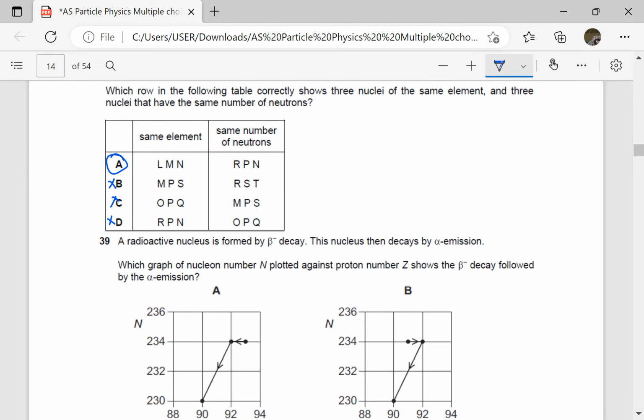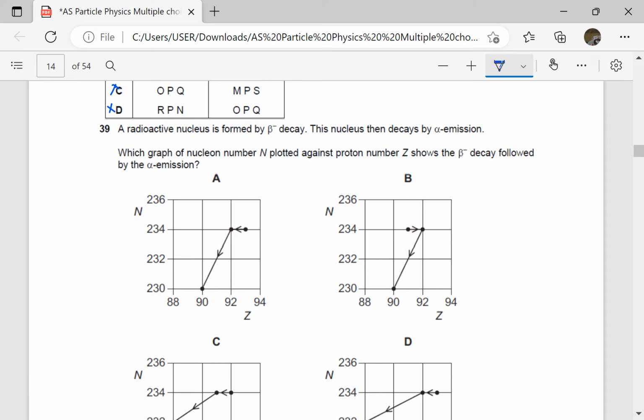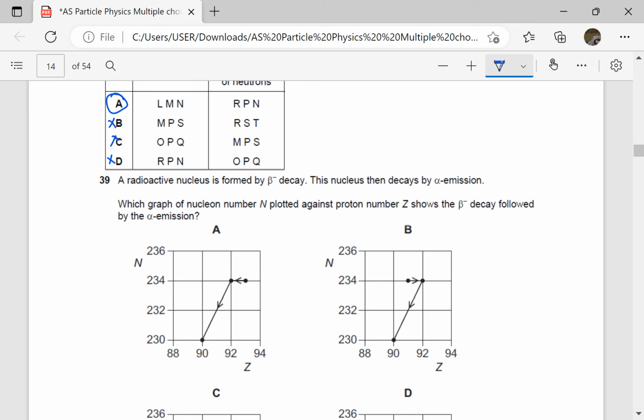A radioactive nucleus is formed by beta minus decay. The nucleus then decays by alpha emission. Which graph of nucleon number N plotted against proton number Z shows beta minus decay followed by alpha emission? So let's first see. A nucleus X decays by emission of a nucleus Y. If this is Z, the proton number should be Z plus 1, because beta minus is 0, negative 1. So the proton number increases by 1.